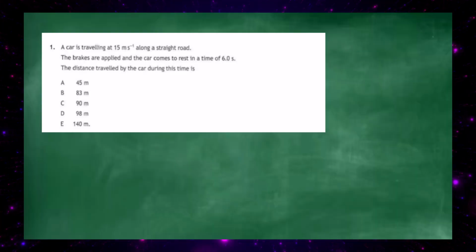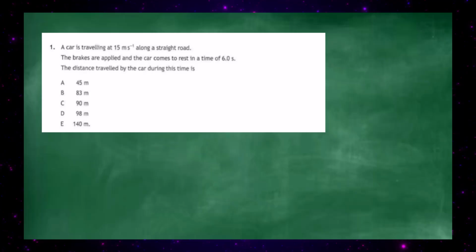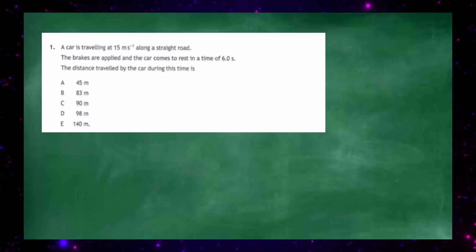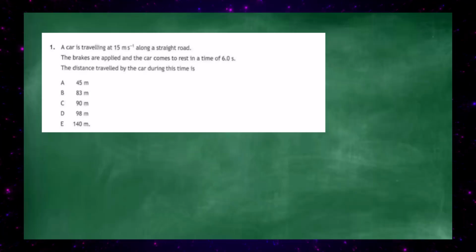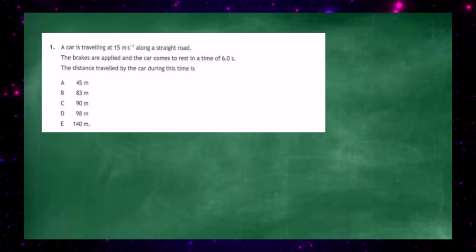Question 1 from the Higher Physics Examination Paper 1 from Qualifications Scotland. A car is travelling at 50 metres per second along a straight road. The brakes are applied and the car comes to a rest in a time of 6 seconds. The distance travelled by the car during the time is, and you're given the usual responses.